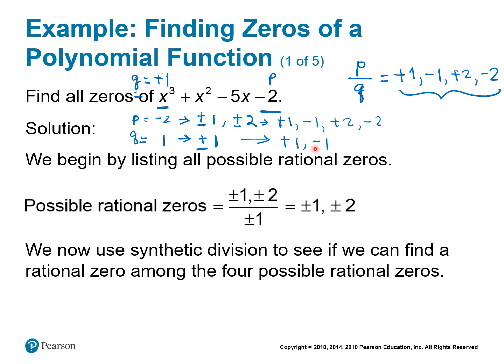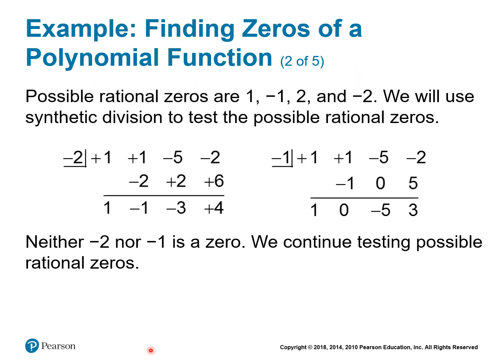All right. So for the next slide, we are going to take these four values and perform several synthetic division operations to determine if we are getting a remainder of 0. Whichever one of these will give us a remainder of 0, that will be a zero of this function. All right, so let's see what happens in the next set of slides.